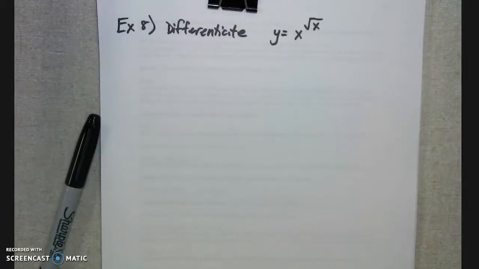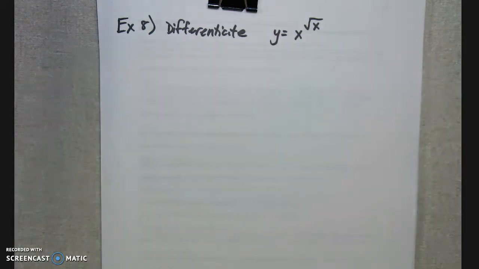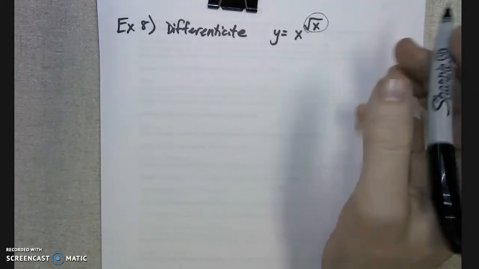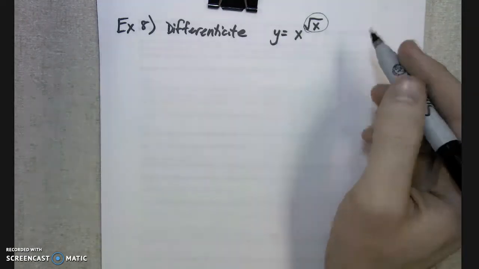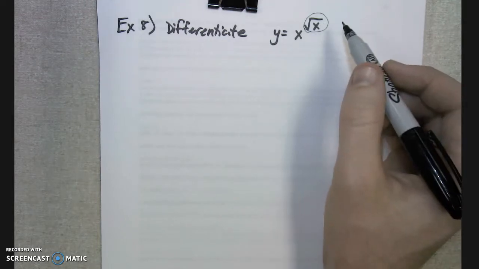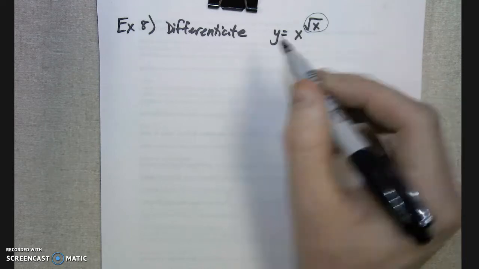In example 8, we've got a situation where we have to use logarithmic differentiation. Anytime you've got a variable in the exponent, if it's not e to the x, that's your exception. But anytime you have a variable in the exponent, you have to use logarithmic differentiation. You can't do the power rule when there's a variable up there.